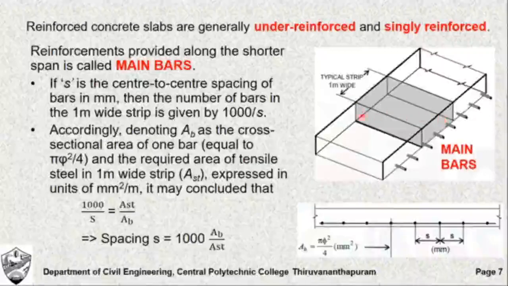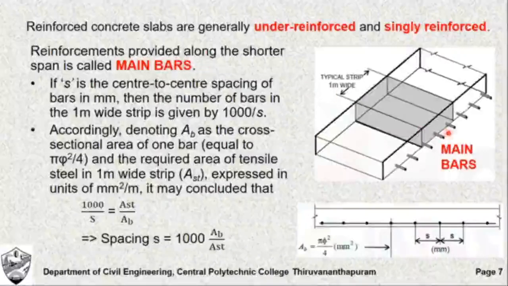So we have determined the value of Ast, the area of tension reinforcements. And how should it be provided? It should be provided like this, along the shorter span. The tension reinforcements should be provided along the shorter span, and such reinforcements we call main bars. So in one-way slabs, once you determine the Ast value, the tension reinforcements should be provided along the shorter span, and such reinforcements we call main bars or main reinforcements.